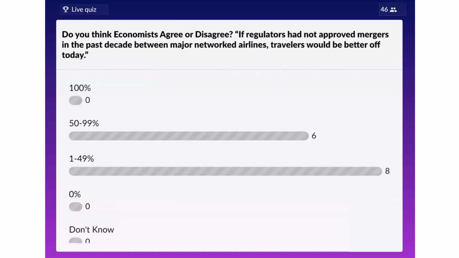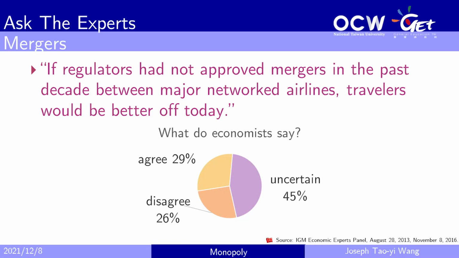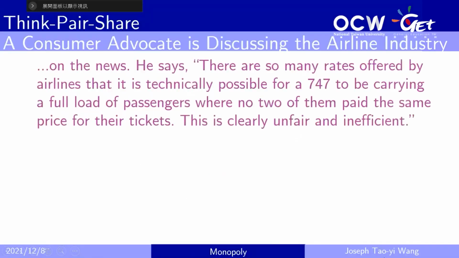Okay, so let's look at your results. A lot of you say 1 to 49%. Some of you say 50 to 99%. And the answer is indeed 49% and less. Actually 45% of the economists are not sure. They don't know. But 29 agree, 26 disagree. It's divided. Okay, so the last example.